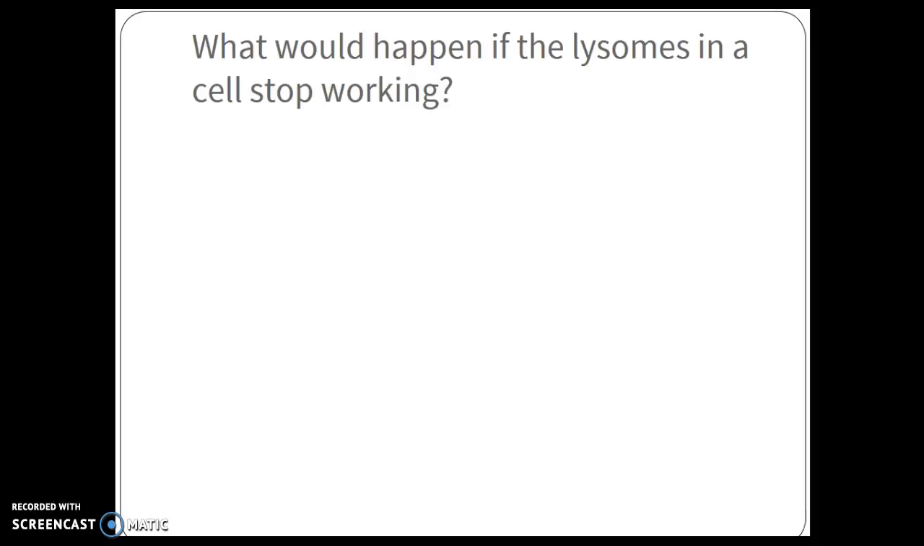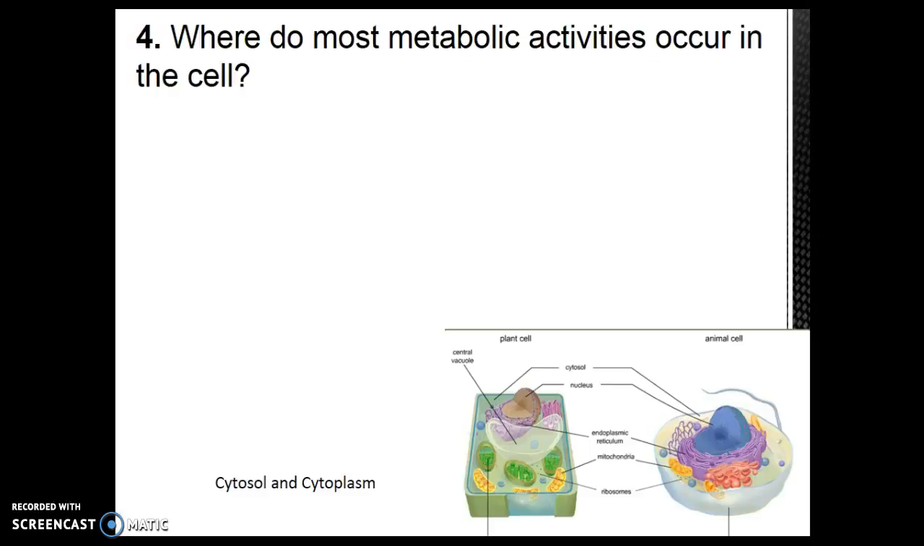Where do most metabolic activities occur in the cell? Within the cytosol and the cytoplasm. The cytosol is that liquidy area, and the cytoplasm talks about that liquid and all the membranes that are connected together. So the metabolic activities are happening in the cytosol and or the cytoplasm.